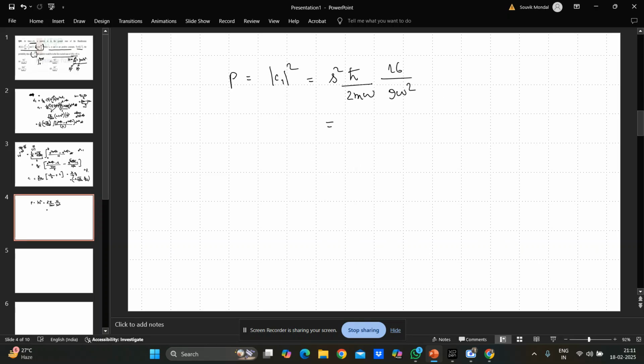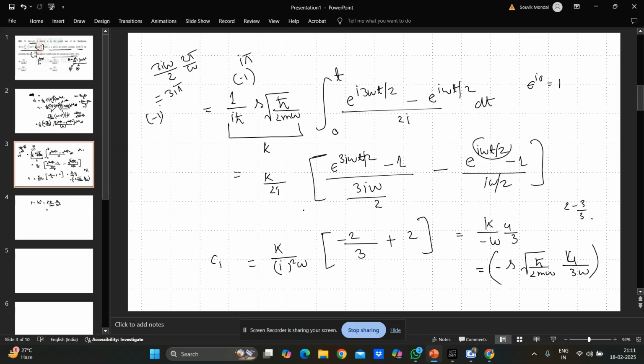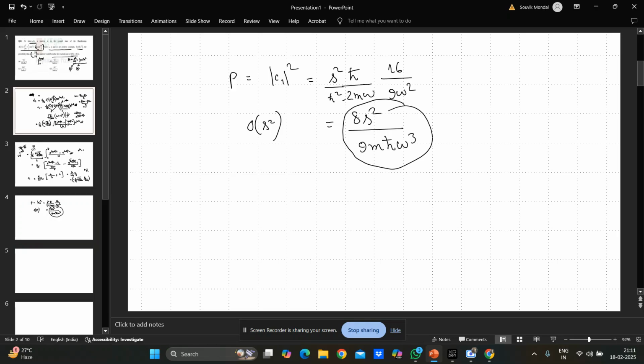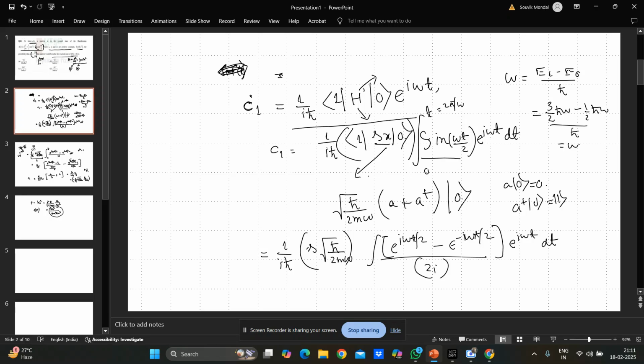Sorry, there is an h cross also here, so it will be h cross square. So it will be 8 lambda square by 2 into 2 and 16. I am cancelling 2 and 16 and giving 8 by 9 m h cross omega cube. So this will be your order of lambda square correction. If you remember this formula, this problem is very simple. You have to do the integration carefully, nothing more than that.